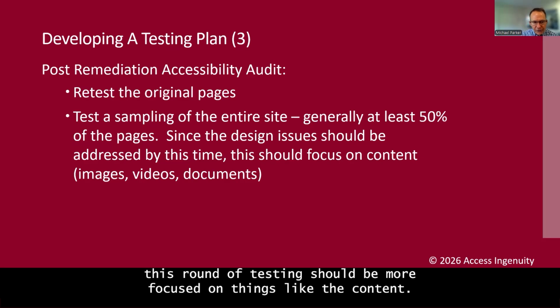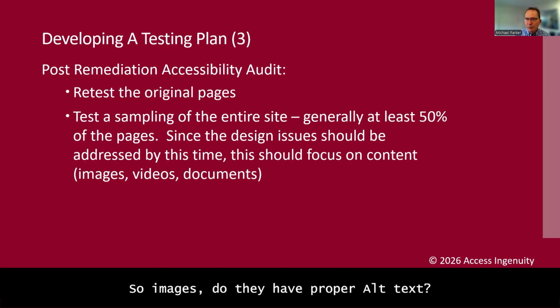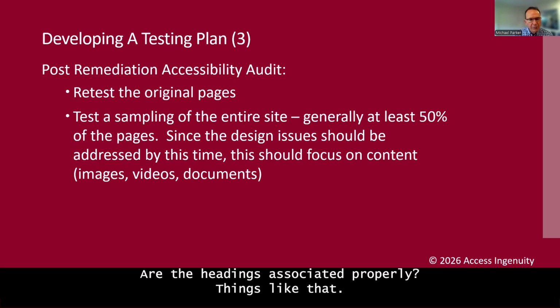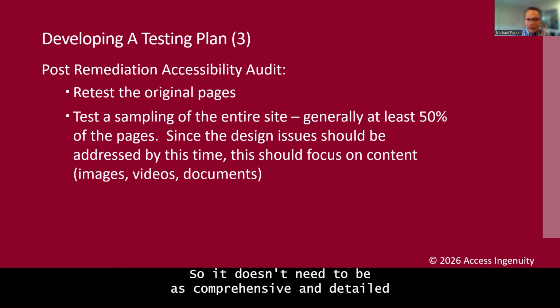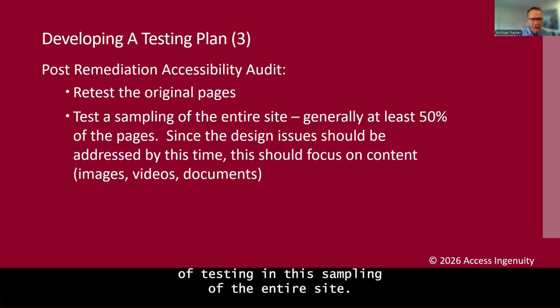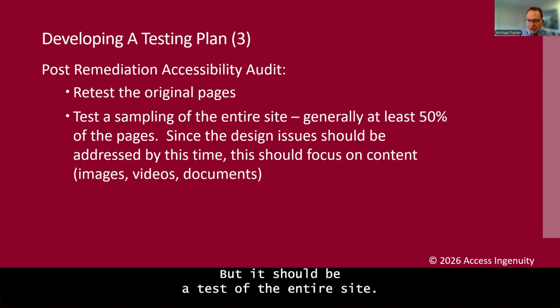this round of testing should be more focused on things like the content. So images, do they have proper alt text? Videos, do they have the right captions? Are they well described? Documents, are those made accessible? Are the headings associated properly and things like that? Probably you can leverage all the work that you've done in your accessibility review, so it doesn't need to be as comprehensive and detailed testing in this sampling of the entire site, but it should be a test of the entire site.